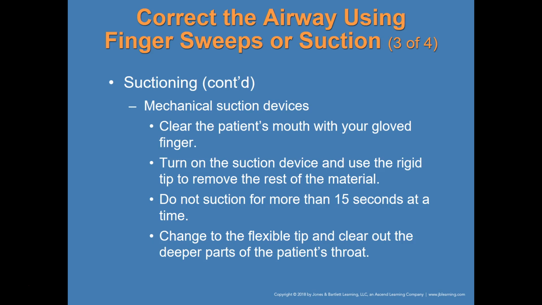With children, a small child, we don't want to do it for longer than 10 seconds, and with infants, no longer than 5. If you need to get any further down into the airway, you can use a flexible tip catheter to get some of that stuff out. Pictures of those two catheters, the rigid suction tip and the flexible suction catheter, are on page 114.